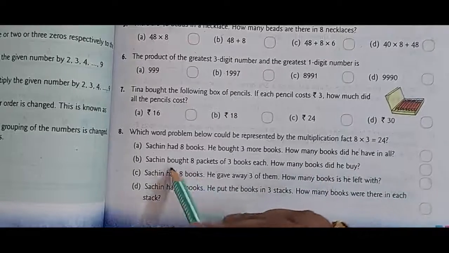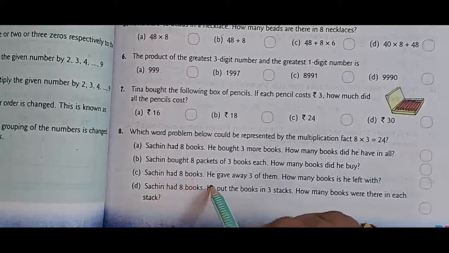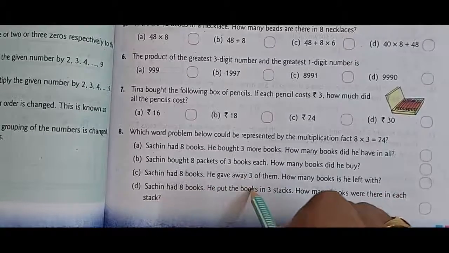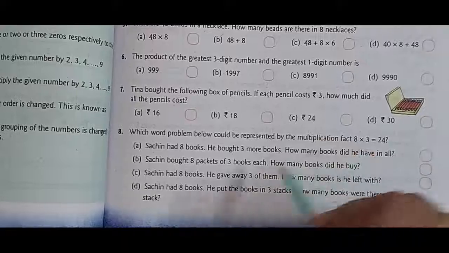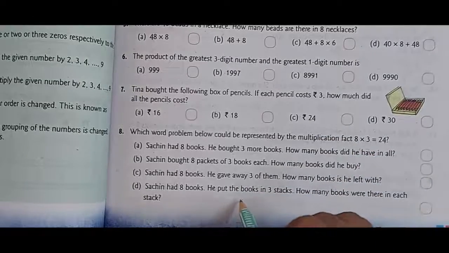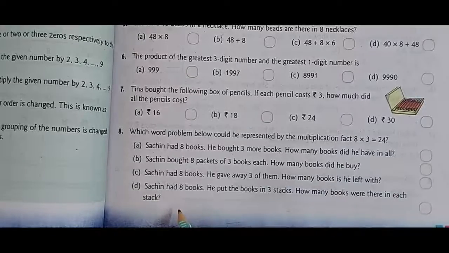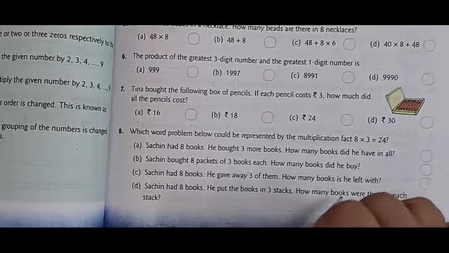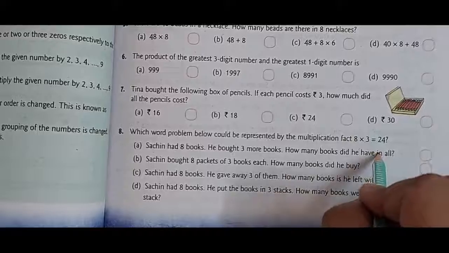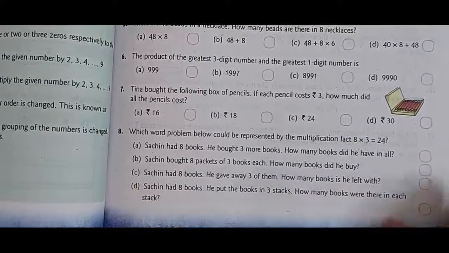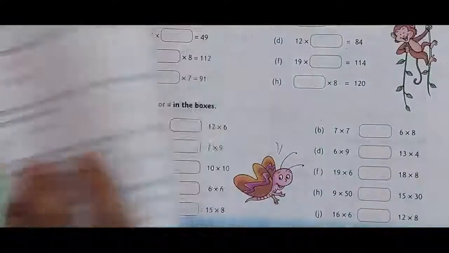Okay, now look at option C. Sachin had 8 books, he gave away 3 of them. Gave away means subtraction it is showing, so it's not showing multiplication. Next, Sachin had 8 books, he put the books in 3 stacks. How many books were there in each stack? So this shows the division operation, but here it is showing multiplication. So option B is correct. Let us come to question number 9.